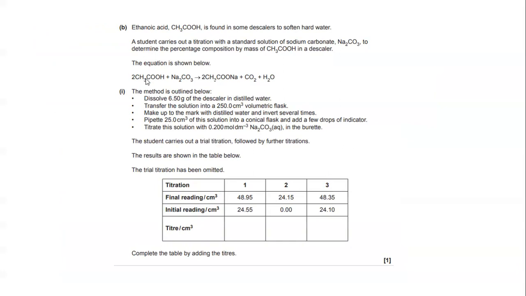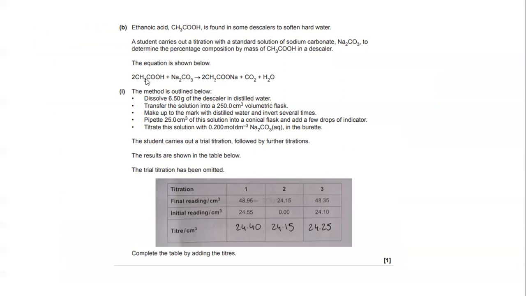First question, we had to calculate the titer. So for the titer, you're going to do the final reading minus the initial reading, and make sure you use 2 decimal places, otherwise you will not get the mark. So relatively simple math. If you're not entirely sure, use your calculator, but you definitely should get this one correct by now.